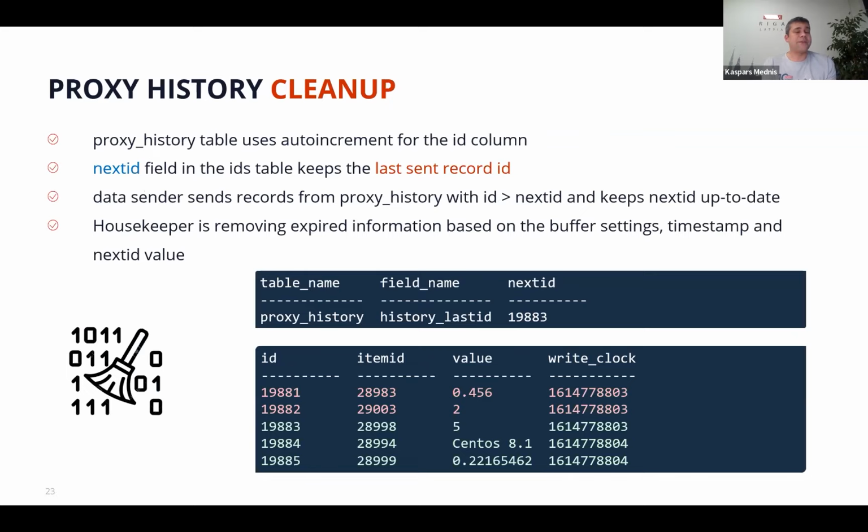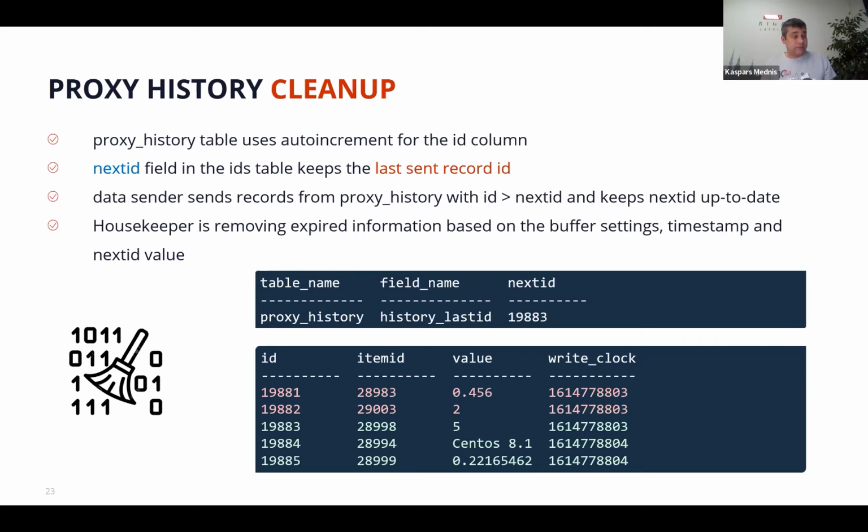The data sender sends data and it increments the next ID. You can see in the proxy_history table, which has all the records waiting to be sent, there is no sent flag, right? There is no column like 0, 1, sent, not sent, no Boolean, nothing, just information. And the ids table keeps track of the records which are sent by keeping the next record, which is unsent.